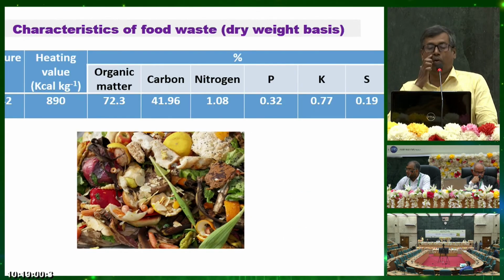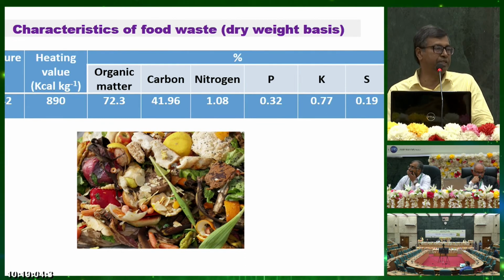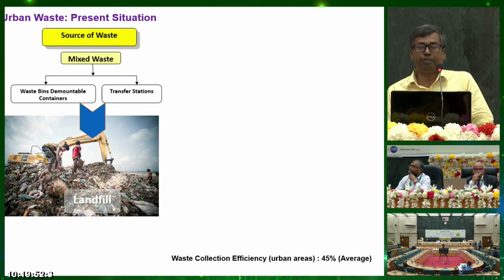And also, to manage the solid waste, it is important to know the properties or characteristics of the waste. For food waste on a wet basis, it is characterized by about 76% moisture, a low heating value of 890 kilocalorie per gram, and high organic matter content. Carbon is also high, nitrogen is 1.08, and there are also some amounts of phosphorus, potassium and sulfur. The C/N ratio, which is important for composting and for use on agricultural land, is 38.5, so it is suitable for composting.